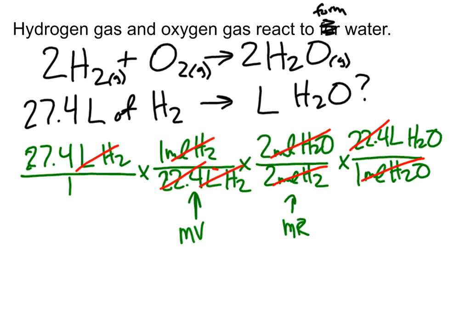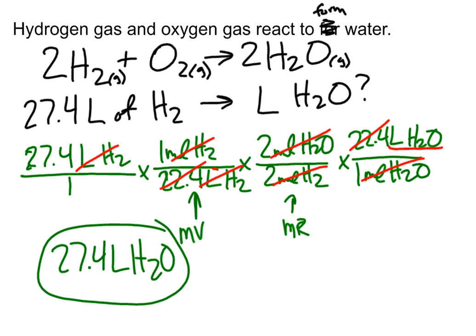Keep in mind, I'm just canceling out the number. I'm not canceling out that unit. I didn't cancel the unit, I just canceled out the number. So all I do in this case is do the math, which if you look at it, is multiplying by 2 and then dividing by 2. So if I had 27.4 liters of hydrogen gas, I am going to produce 27.4 liters of water.